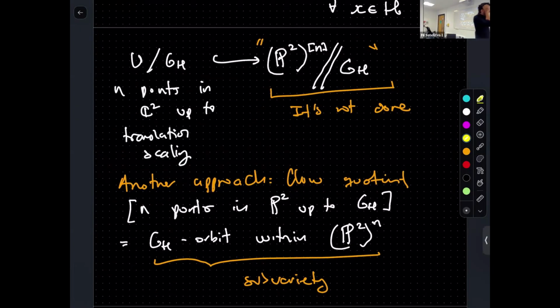Ideally, if I was trying to do the same problem that I was trying to do before, I would say, well, endpoints up to translation and scaling. I can, for example, take the Fulton compactification by this group and kind of describe it, but this is not done. Because again, you just cannot take the action by the group the way it is.